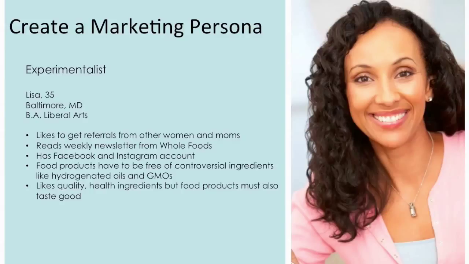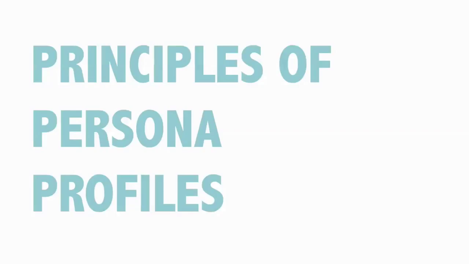The food she buys has to be free of controversial ingredients. She's always checking the labels. But like we said before, even though she likes healthy food, it has to taste good. So now we're starting to see how a buyer persona can create a very rich and detailed description of the person we're trying to reach.